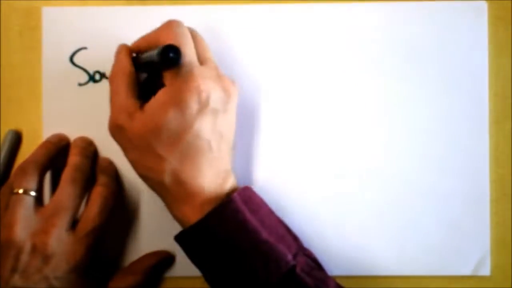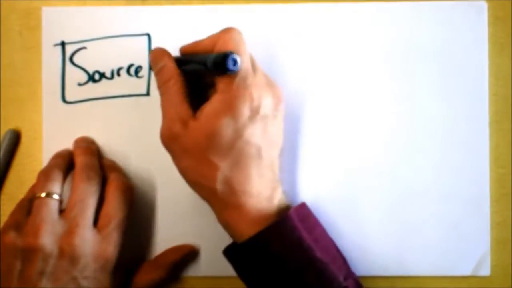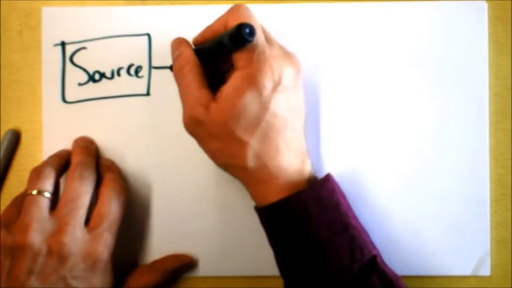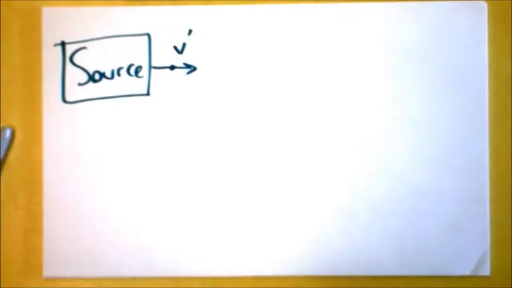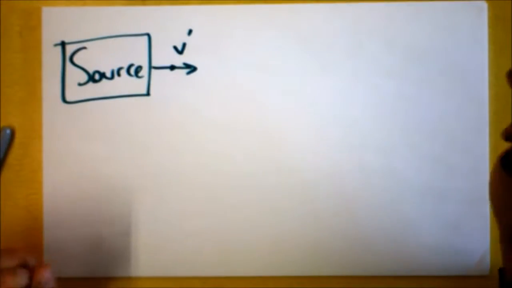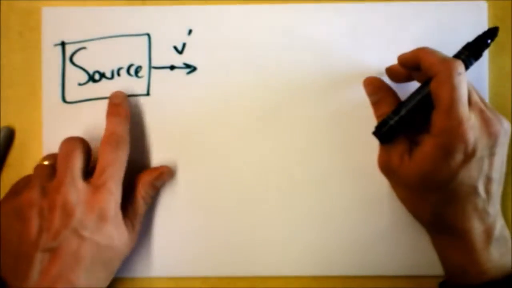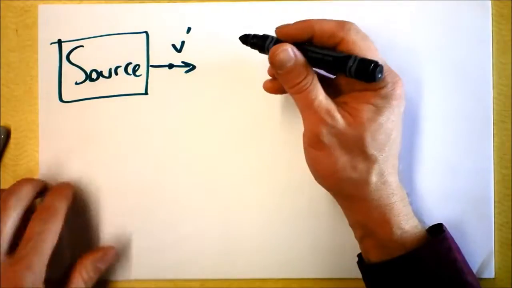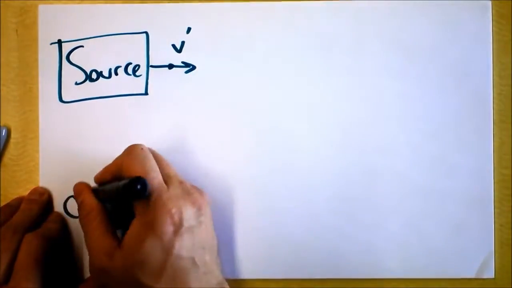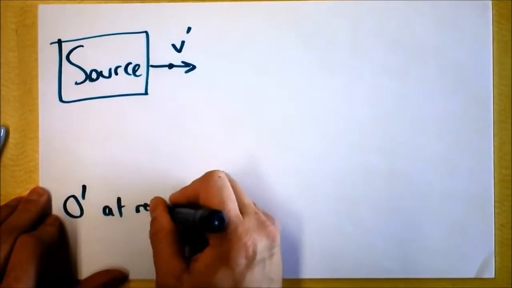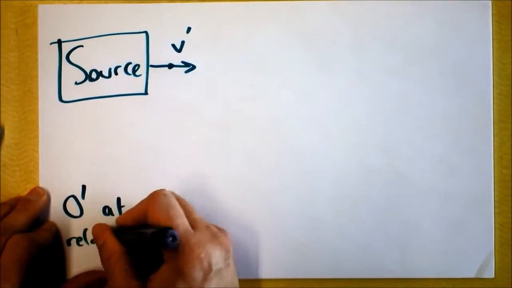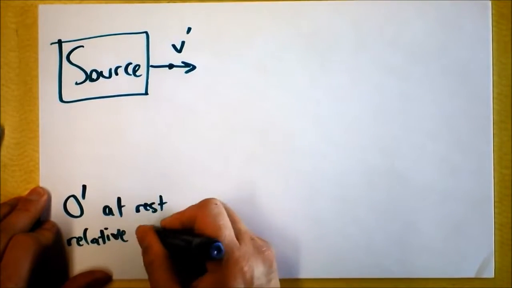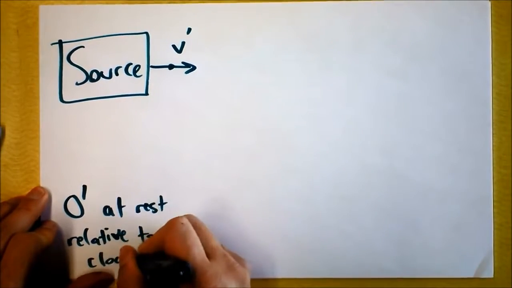I'm going to write the word source, and then I'll box it in. There's a source, and the source is sending particles this direction, and they're going at a speed v prime as seen by someone who is at rest relative to the source. Now, the source is not moving, according to this observer. I'm going to call the observer O prime, at rest relative to the clock. This is my timing device.